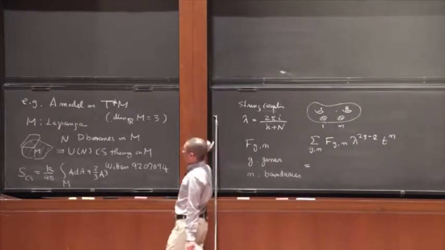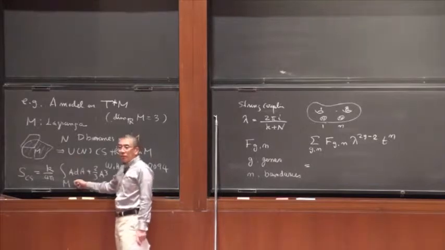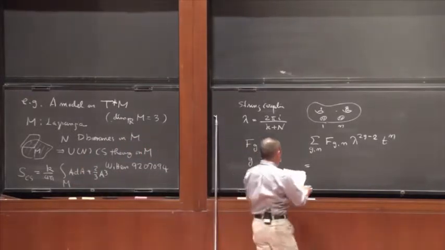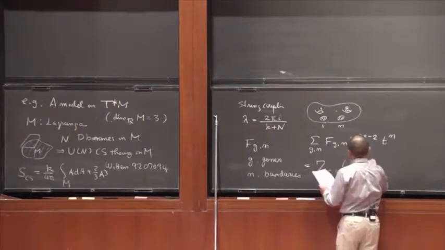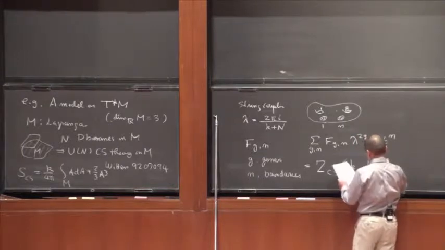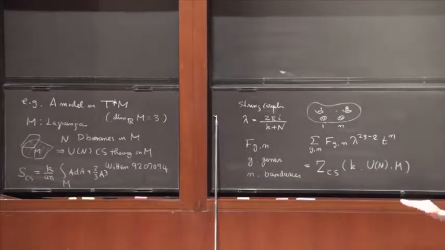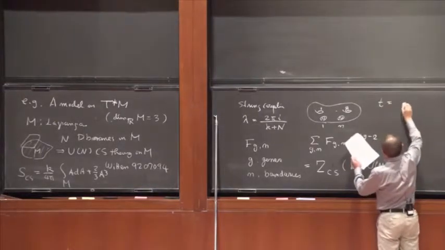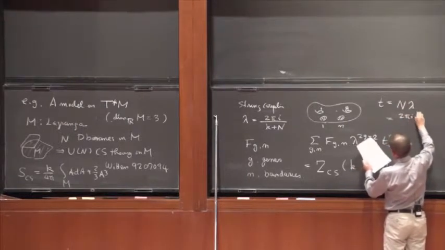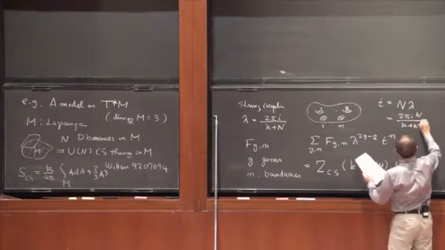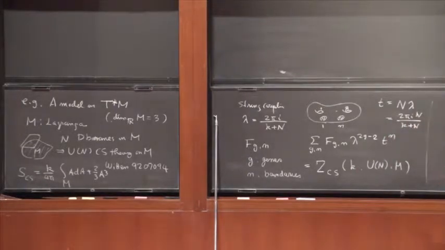And according to the correspondence between the open string field theory and the string theory computation, it should be equal to the Chern-Simons partition function with k and U(N) for this three-dimensional manifold, where lambda is given by this formula and t is the 't Hooft coupling, which is 2 pi i n over k plus n. So far, this has nothing to do with large N duality. This is just a reorganization of the open string amplitude in the field theory language.